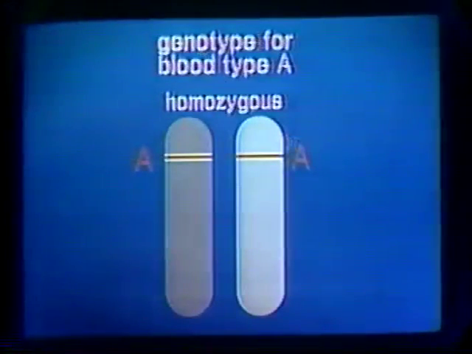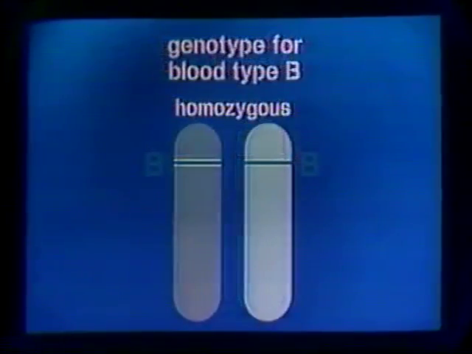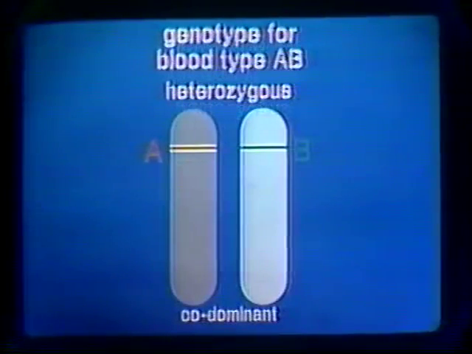One genotype for type A blood is homozygous, composed of 2 A genes. One genotype for type B blood is also homozygous, composed of 2 B genes. The genotype for type AB blood is heterozygous, 1 A and 1 B gene. A and B are codominant, and both are expressed in the phenotype.